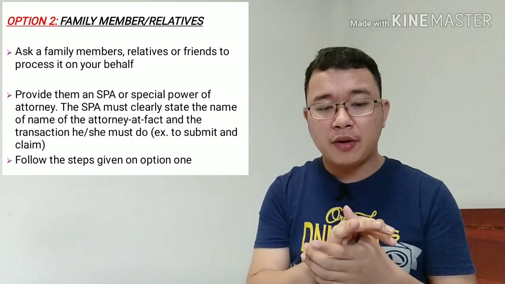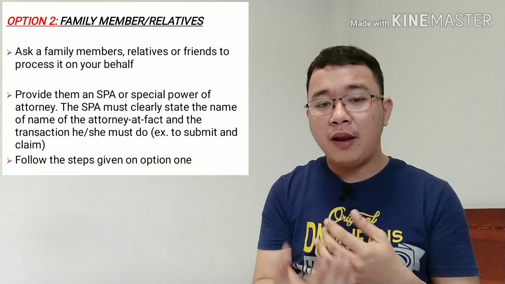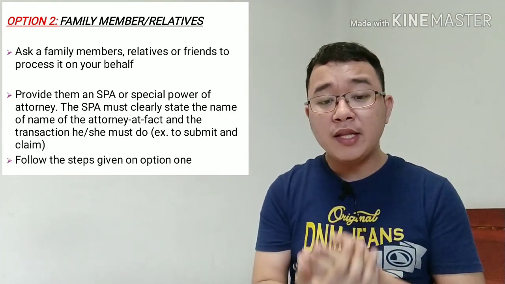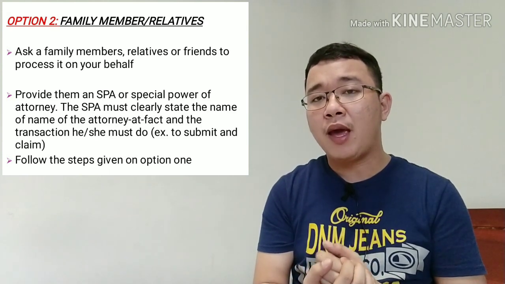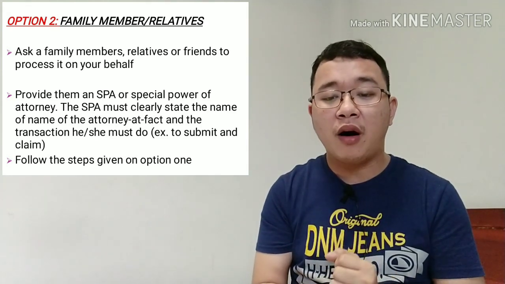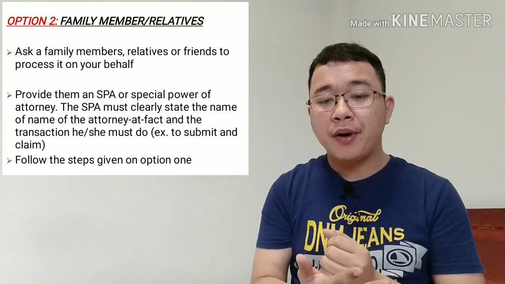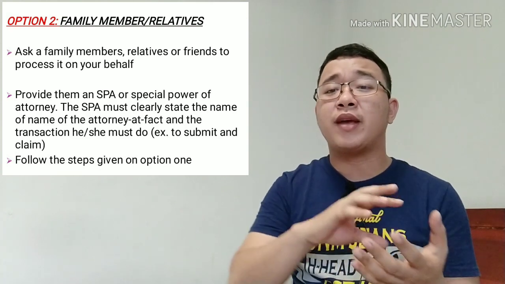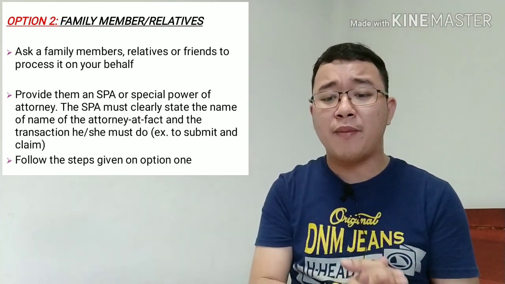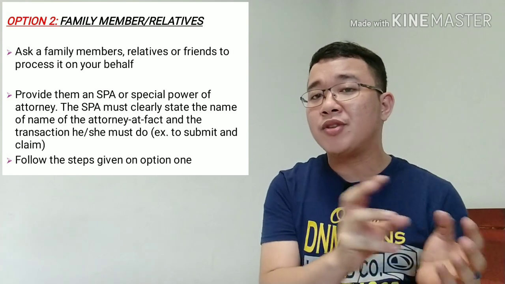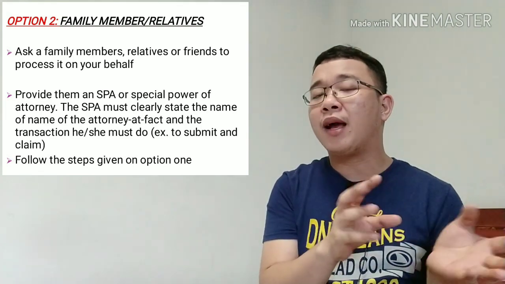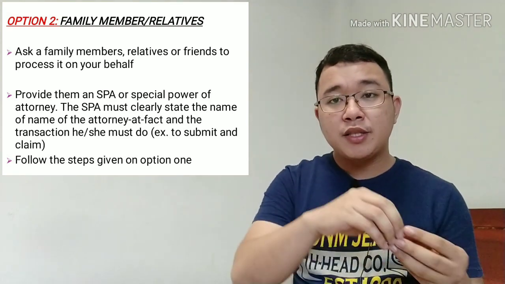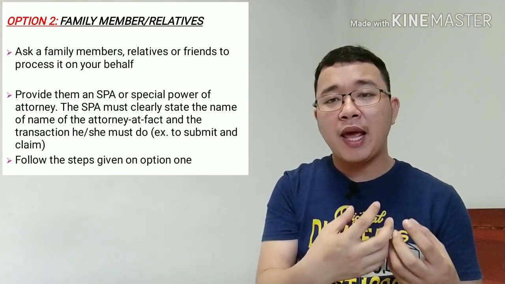So, you can ask your family member or relatives or sino ba kayang pwede mong pakiusapan na i-process ang iyong document. Pangalawa, kapag si family member or si relatives or si friend ang nag-asikaso, you need to provide them with an SPA or yung tinatawag na special power of attorney. Remember na sa SPA, it must clearly state the name of the attorney-in-fact or yung taong tinatalaga mo, and then the transaction that he or she must do. Kinakailangan na nakalagay doon na si attorney-in-fact is entitled to submit and to claim your documents.